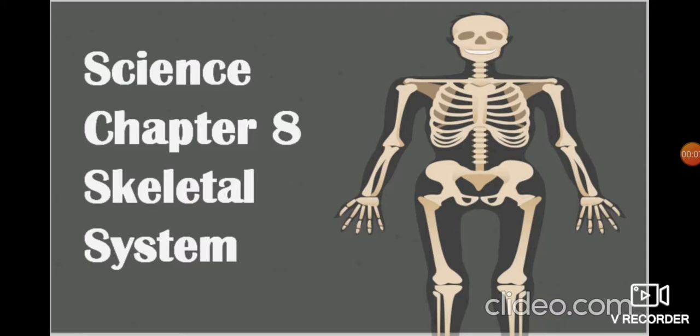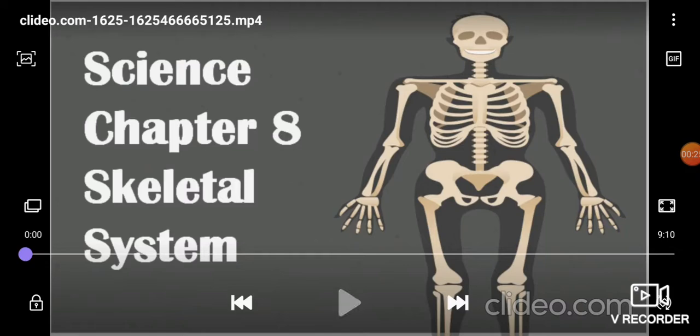Now let's study the chapter skeletal system. In this chapter we'll study about the major parts of the skeletal system, their functions, different types of joints, muscles, how can we keep bones and muscles healthy. Let's start with the topic.